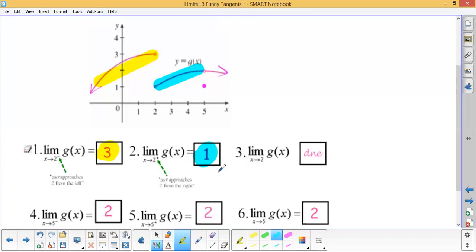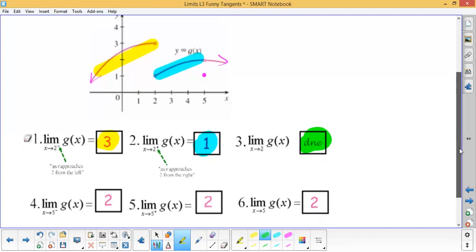Now, the key component here and our definition of the limit that we learned last time, because the left-hand side as x approaches 2 and the right-hand side of the limit as x approaches 2 are not the same value, we have to say that the limit of g of x when x approaches 2 does not exist. Now, this does not mean that for other x values on the graph, the limit is not going to exist. That is not the case, just when x is approaching 2.